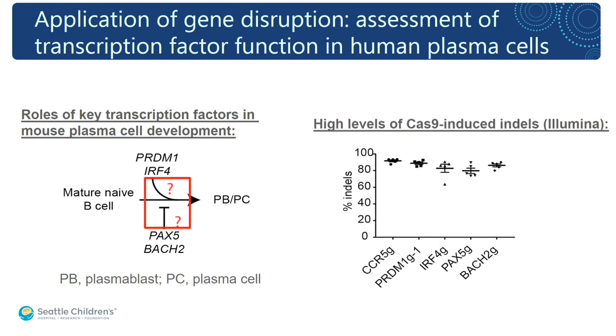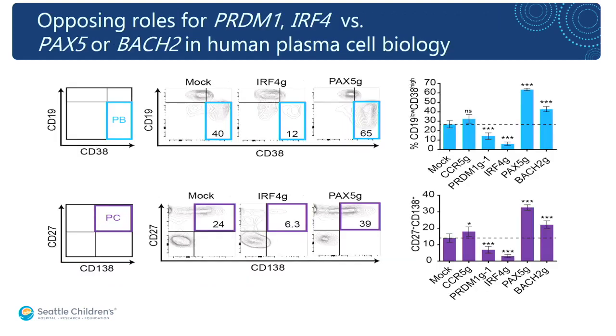So we made guides to all of these. This is 5 different donors, deep sequencing. So you're seeing about 80+% disruption of each of the loci with Cas9 RNP delivery.